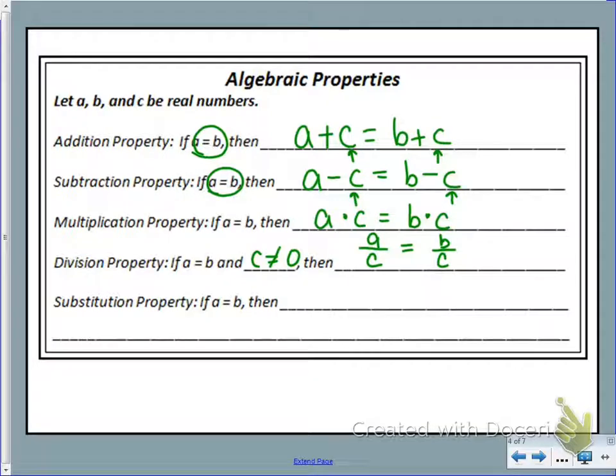And finally, the substitution property states if A equals B, then A can be substituted in for B in any equation.